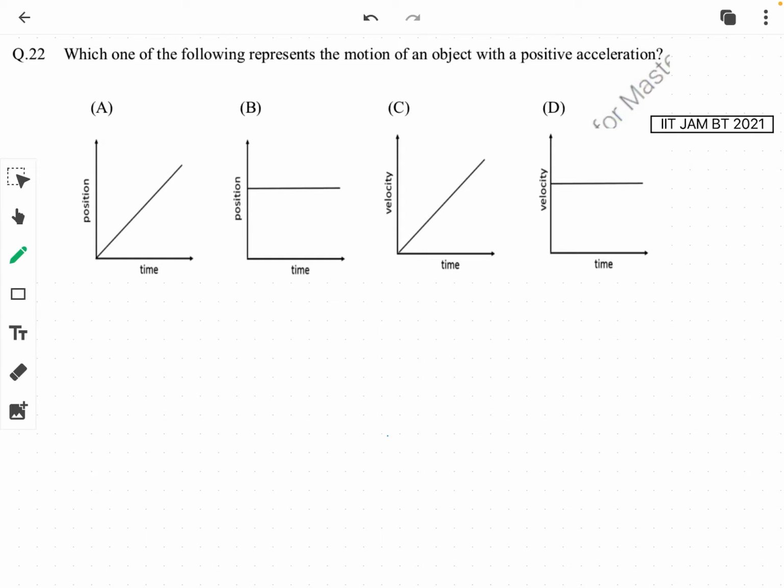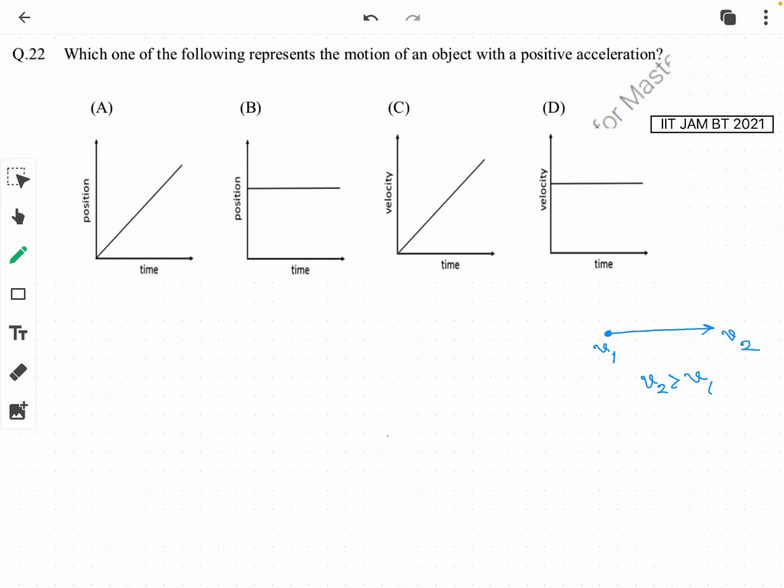So here let's solve the problem. Here the object is moving with a positive acceleration. That means its velocity is always increasing, its velocity is increasing continuously. That is, if its initial velocity was v1, its final velocity can be v2, where v2 is greater than v1.